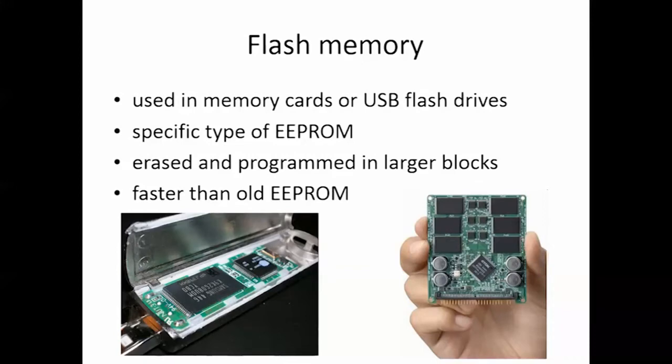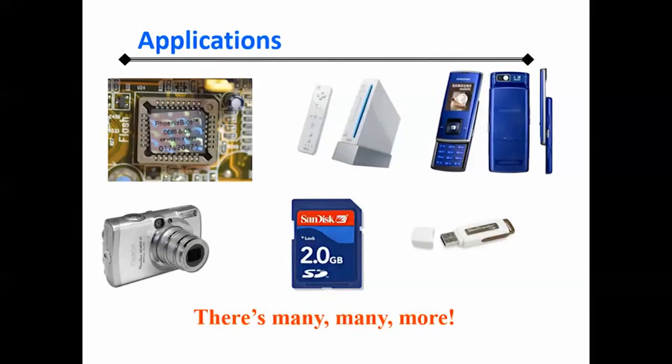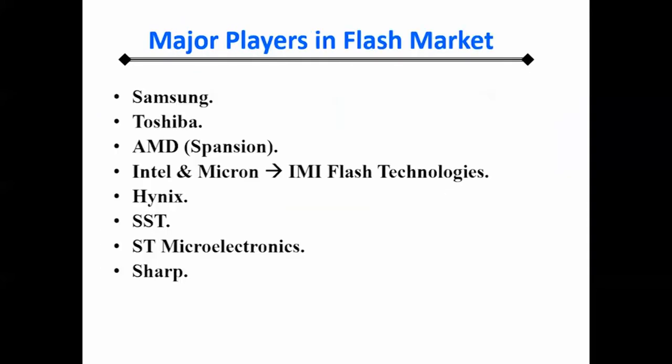Manufacturers have responded to this limitation of EEPROM using flash memory. It works faster than the traditional EEPROMs because it writes data in chunks, usually 512 bytes in size, instead of 1 byte at a time. Now here are some applications, like in cameras as well as in mobile phones. These are some major players which make the flash drives.